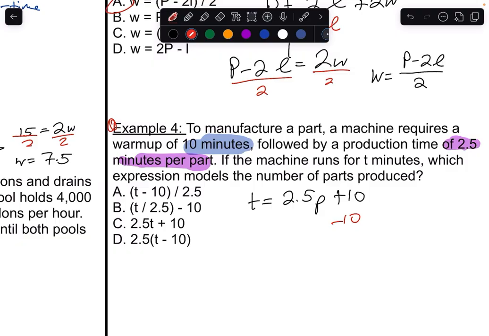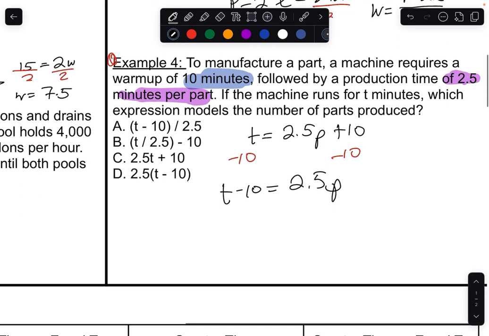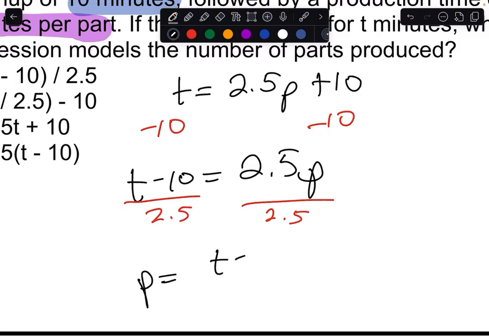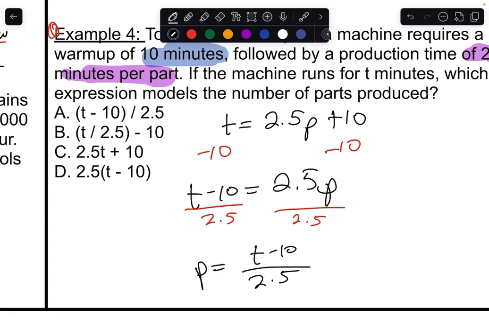So we'll subtract 10 on both sides. T minus 10 is just T minus 10. 2.5P, we'll divide by 2.5. Good stuff there. Looks like it's also A.